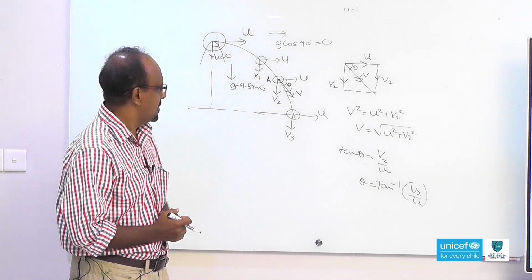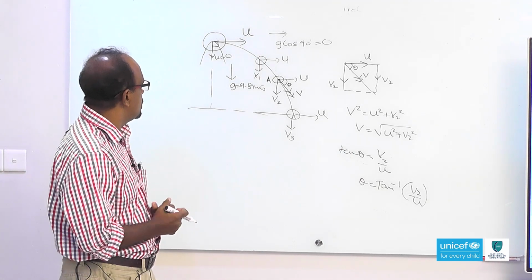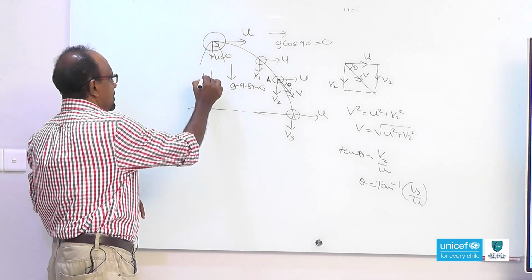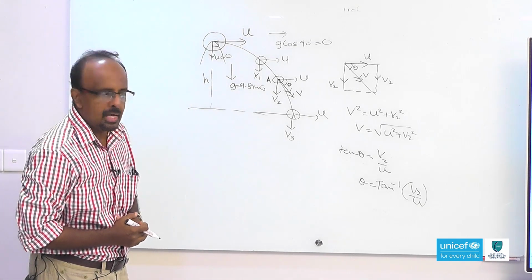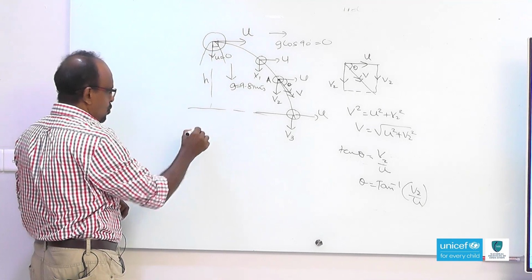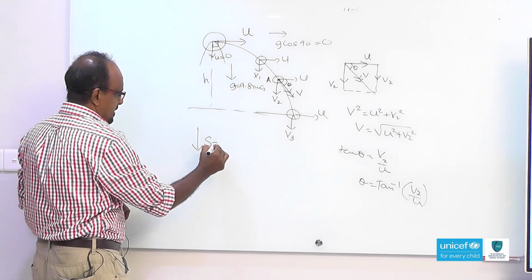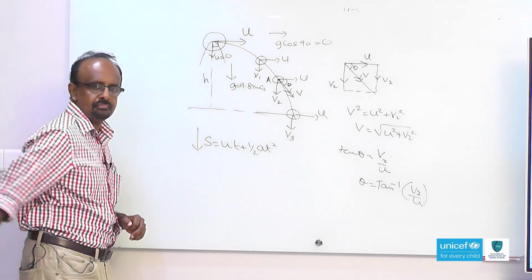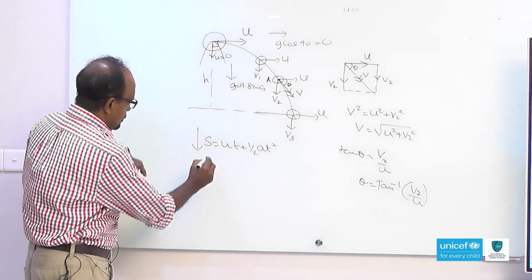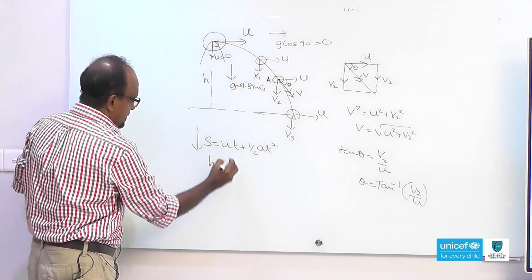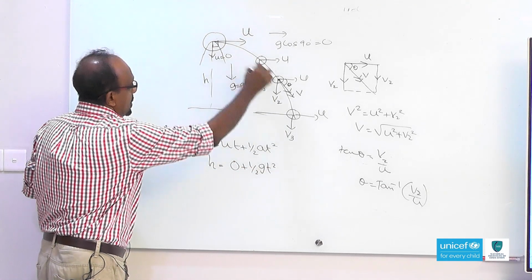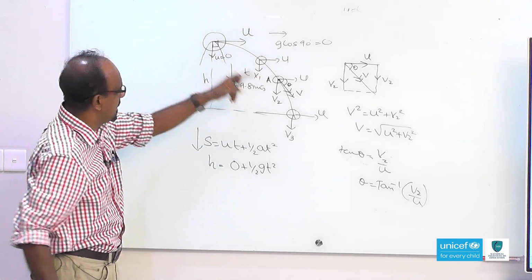Right. Then there are some questions, students, that ask you to find the vertical height. If you want to find the vertical height, we can use the downward equation S equals ut plus half at squared. That means S will be h, u will be 0, plus half gt squared. So the time taken to fall will be t.